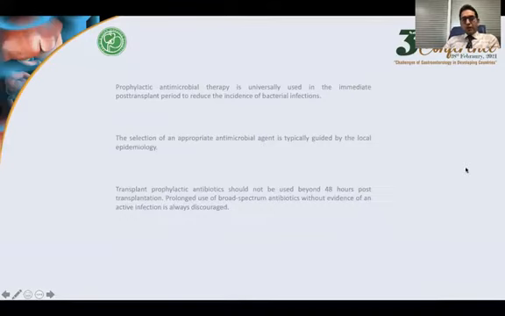Prophylactic antimicrobial therapy is universally used in the immediate post-transplant period to reduce the incidence of bacterial infections. The selection of an appropriate antimicrobial agent is typically guided by the local epidemiology at every center. Transplant prophylactic antibiotics should not be used beyond 48 hours post-transplantation. This is just, I'm talking about the prophylaxis, but it can vary also from center to center and from region to region. Prolonged use of broad spectrum antibiotics without evidence of an active infection is always discouraged.